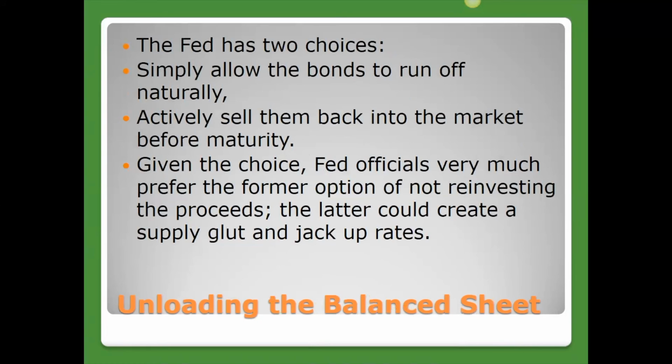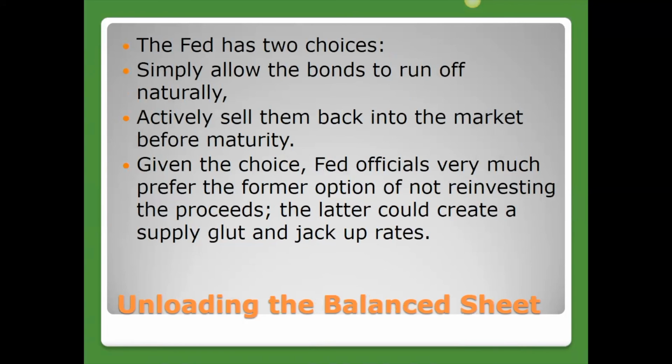So that is one way to reduce the balance sheet. The other way is to actively go and sell those bonds in the open market, right? So the first method of just letting the bonds run off naturally at maturity, that's a more passive way of reducing the balance sheet. And that's the method that the Fed prefers. But there has been a lot of back and forth between the different Fed officials as to how the Fed should do this.